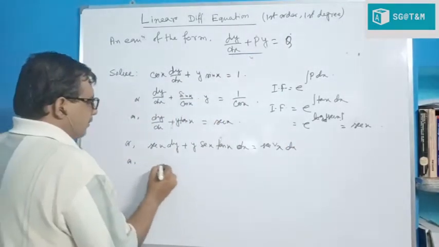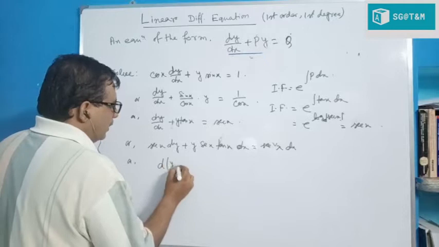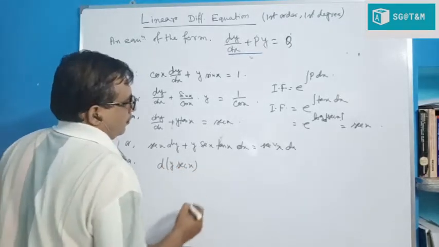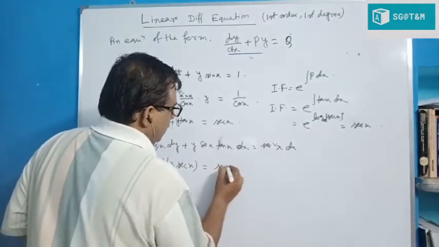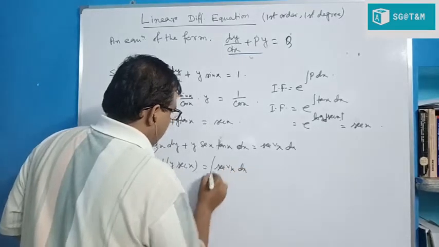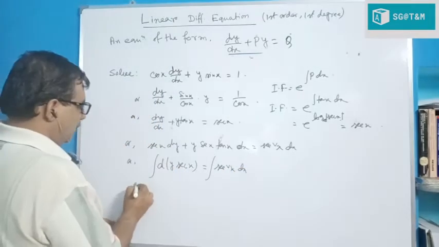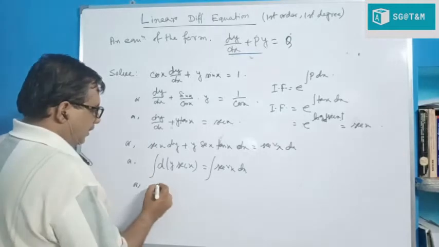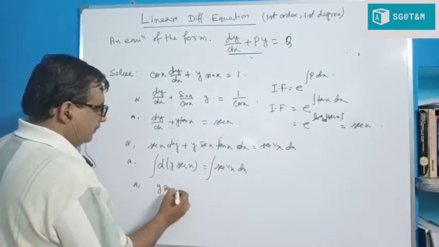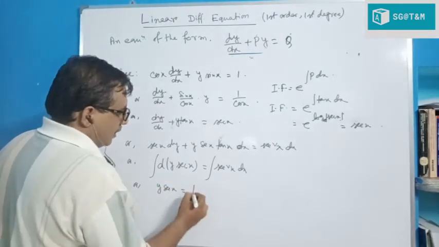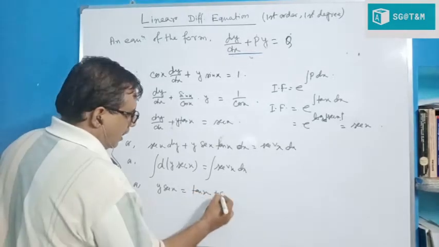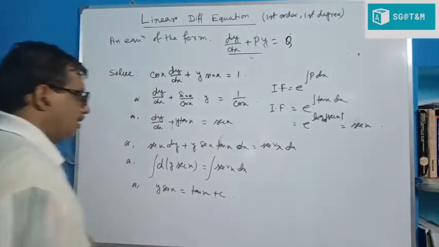So the left hand side must be d of y into sec x, and the right hand side is sec square x dx. Now, integrating, we get d of y into sec x integrating, we get y into sec x, and integration of sec square x is nothing but tan x plus constant. This is the general solution of this.